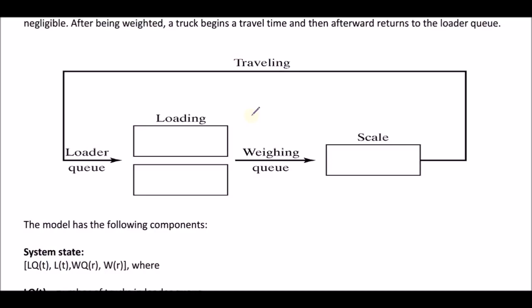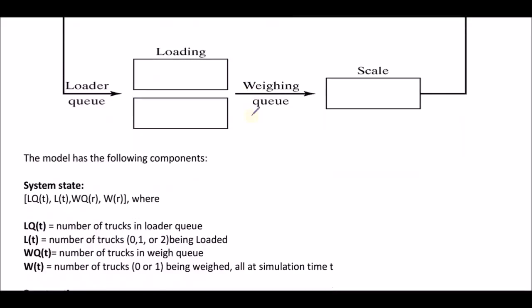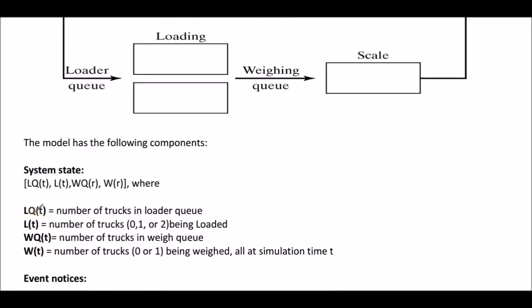The first component is the system state. This indicates what state the system is currently in. There are 4 state variables. The first is LQ of T, which indicates the number of trucks in the loader queue, over here. The next is L of T, the number of trucks being loaded, that is, how many trucks are in the loaders as of now. Since we have only 2 loaders, L of T could be 0, 1 or 2. If there were 3 loaders, it would be 0, 1, 2 or 3. That depends on how many loaders you have.